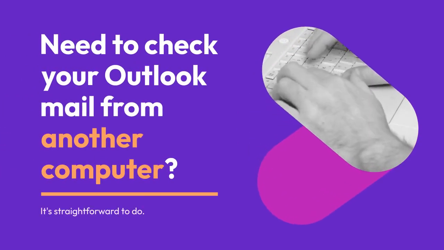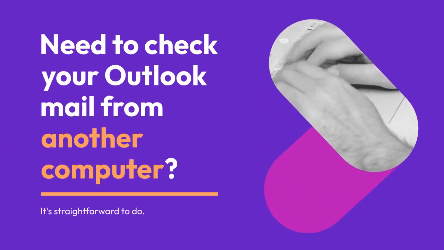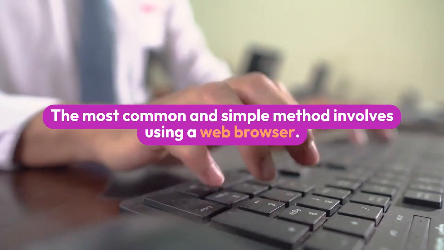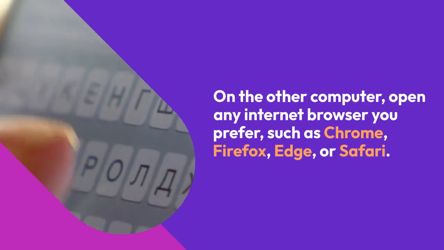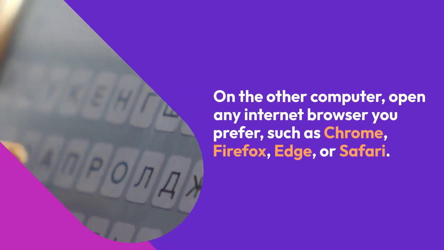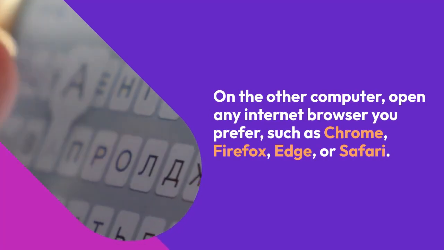Let's get started. Need to check your Outlook mail from another computer? It's straightforward to do. The most common and simple method involves using a web browser. On the other computer, open any internet browser you prefer, such as Chrome, Firefox, Edge, or Safari.